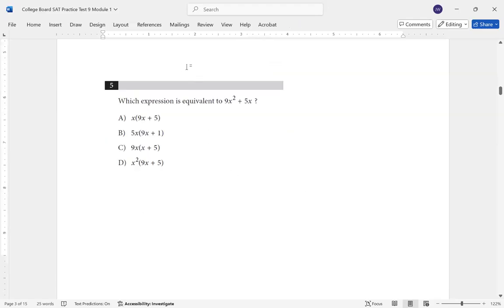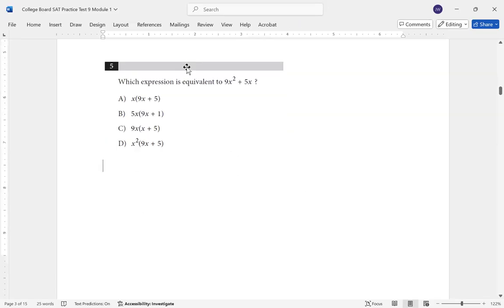Question 5. Which expression is equivalent to 9x squared plus 5x? This question is asking us to factor out the greatest common factor. If you look at the options that we have listed, those are all factored versions of something. So let's factor out a greatest common factor. 9 and 5 don't have any greatest common factor other than 1.